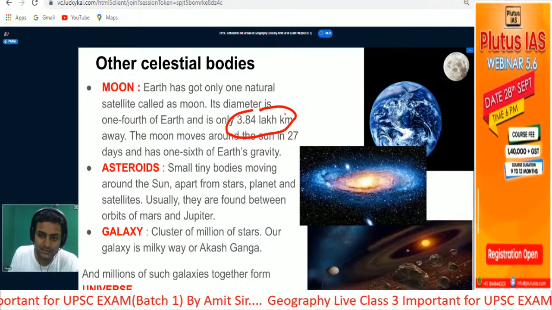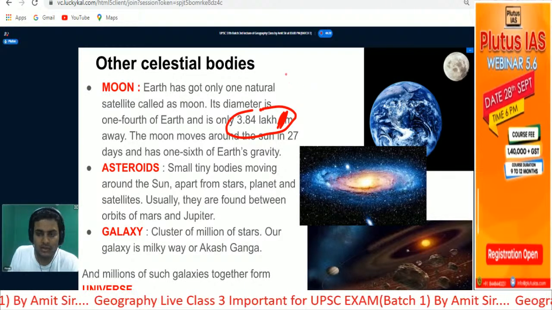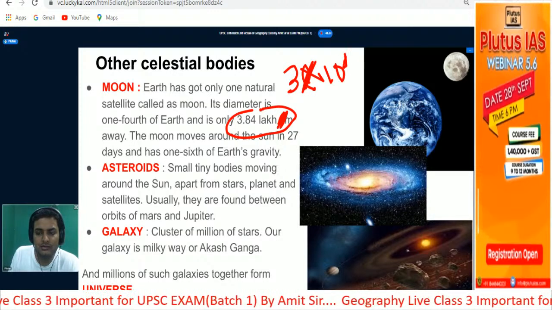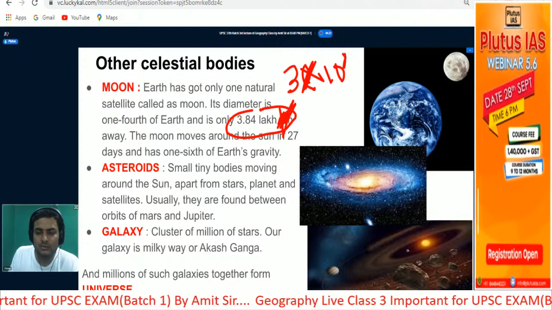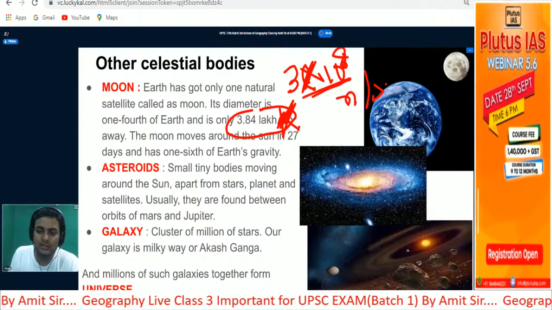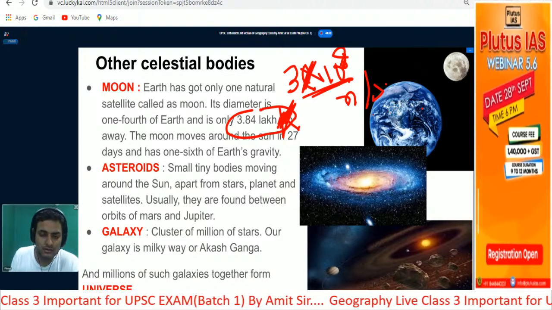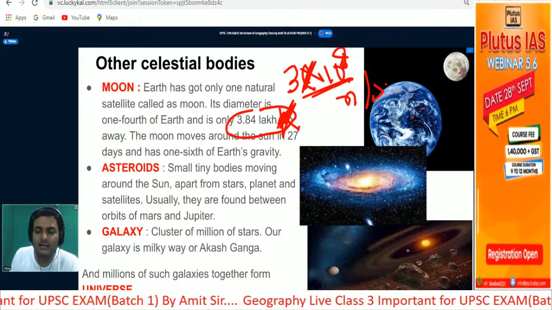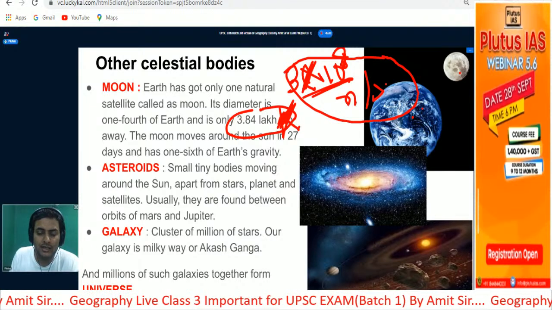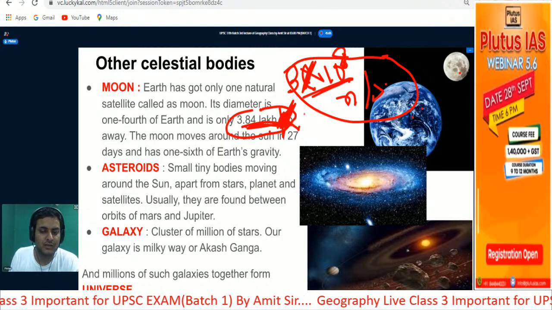Sorry, meters. It's not kilometer, it's meter. So you might be correct. 3.84 lakh meters. And you know the speed of light, 3 into 10 to the power 8 meter per second. Oh, it's kilometer then. It's kilometer. Yes, it was correct. So this is the distance. This is actually because this light from moon can reach Earth in 1.08 seconds. So the speed of light is 3 lakh kilometers per second. And that's the distance of moon from Earth. 3.84 lakh kilometers. That was correct.